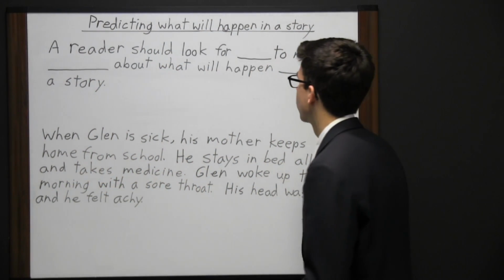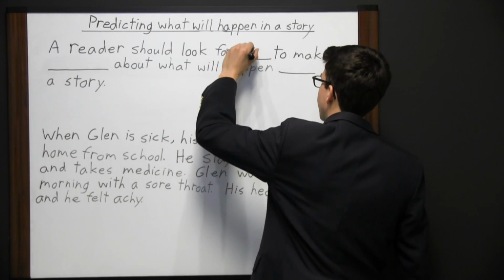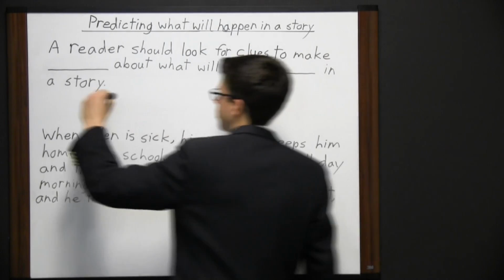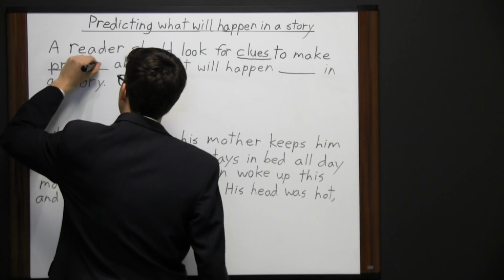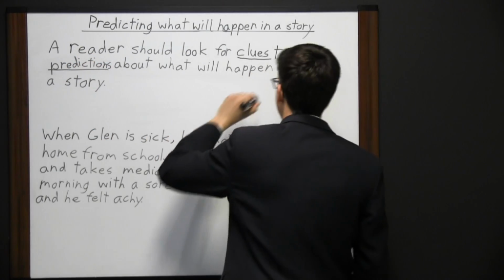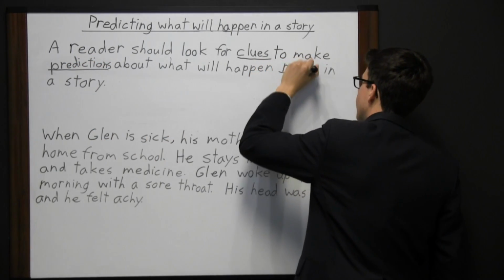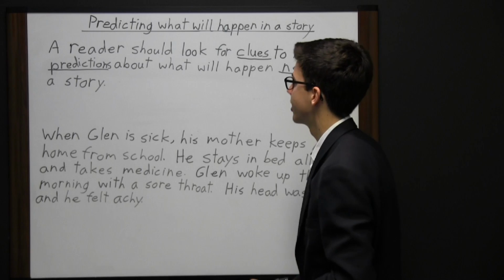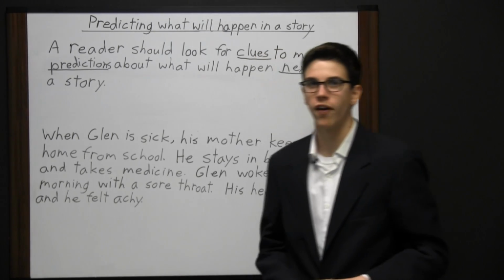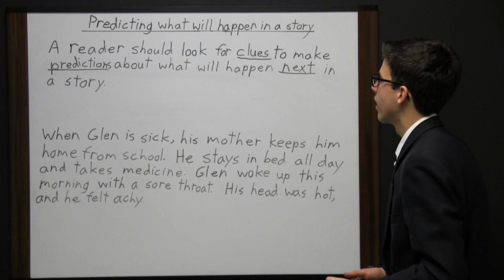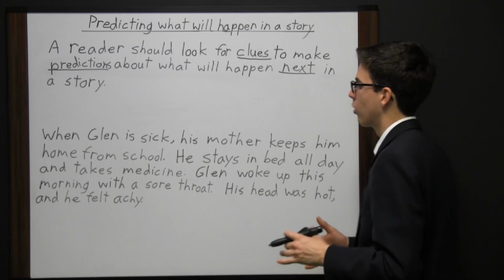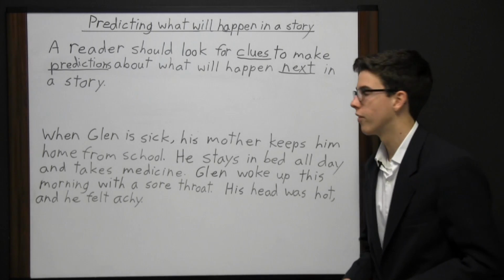A reader should look for clues to make predictions about what will happen next in a story. It's important for a reader to make predictions because it helps them analyze what they are reading and better understand everything they are reading. And so there's two ways for a reader to make predictions about what they're reading.